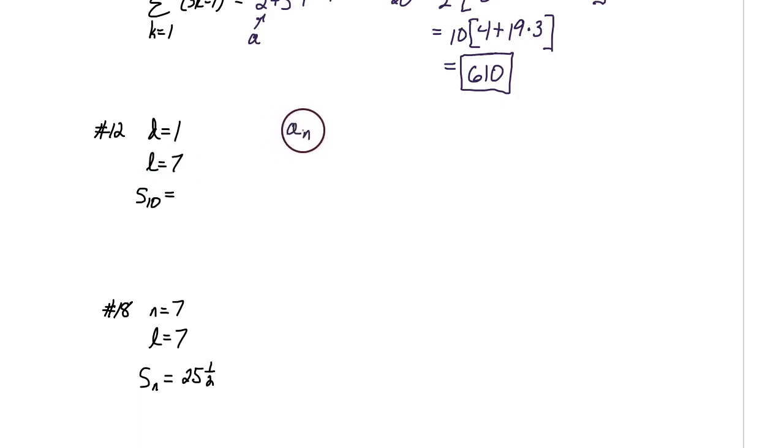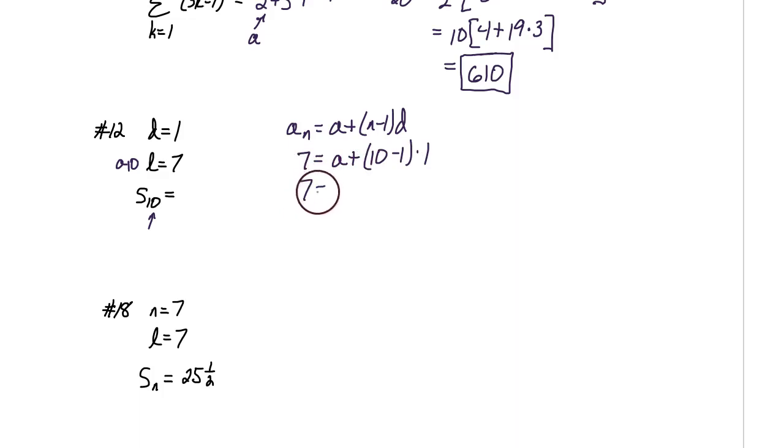With that information, we can find the first term. Here is the general formula for a term for an arithmetic sequence. A sub n equals a plus n minus 1 times d. We know the last term is 7, and we know if we're going to sum up 10 terms, that the last term is a sub 10. So for a sub n, let's fill in 7. We don't know what a is. For n, fill in 10. And for d, you can fill in 1. Now solve this for a. So we have 7 equals a plus 9. Therefore, negative 2 is equal to a.